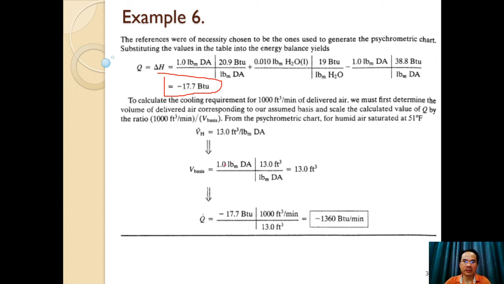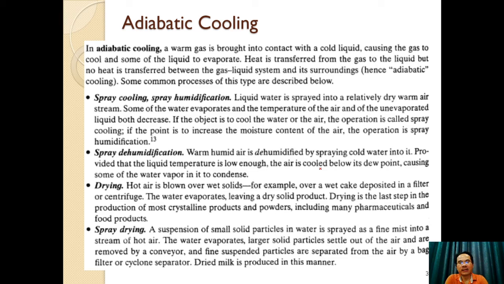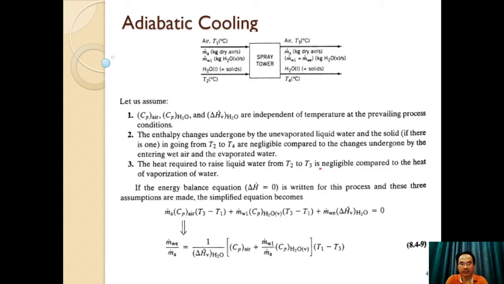And then the basis is 1 pound dry air, which is equal to 15 cubic feet per 1 pound dry air. You multiply the volumetric flow rate and divide it by the V basis to get Q, the heat rate: 1360 BTU per minute for that case. In the last term, we will talk about the cooling system.